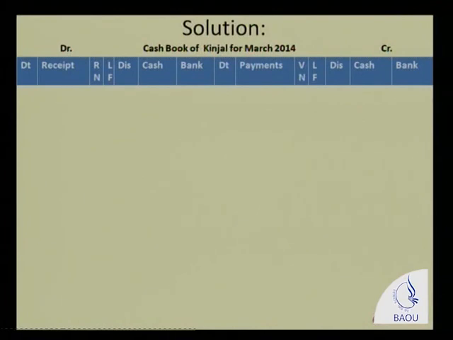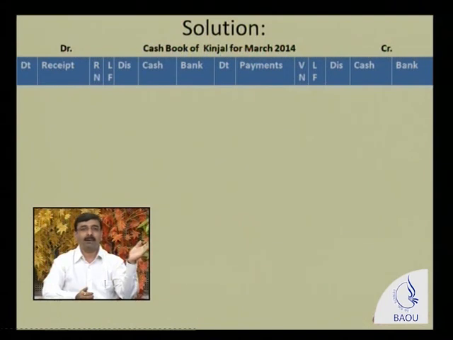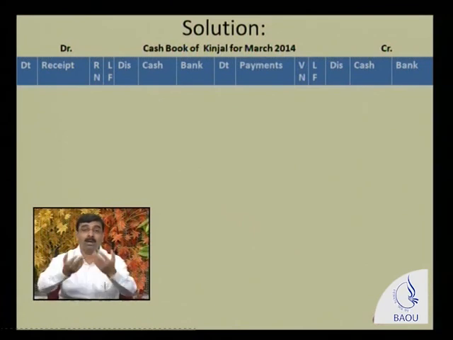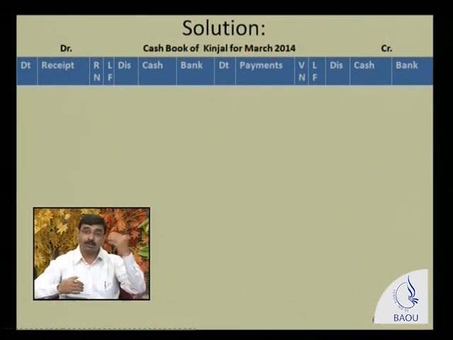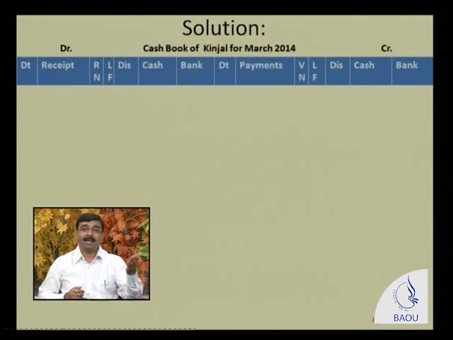You see the format as it is in the PowerPoint presentation, all the columns may not be enough to show it, so I'll try to use abbreviations. First column on the debit side is date, then the receipts, then the receipt number, LF number, then the discount column, that is discount allowed. It means whenever you allow a discount, it would be recorded on this side, then cash, then bank. On the payment side: date, payments, voucher number, LF, discount. This discount is received. That means whenever you receive a discount from your creditors, it would be recorded on this side, and then cash and bank.